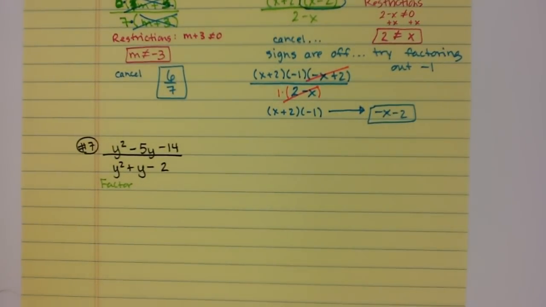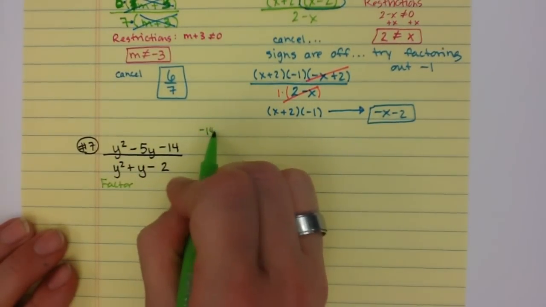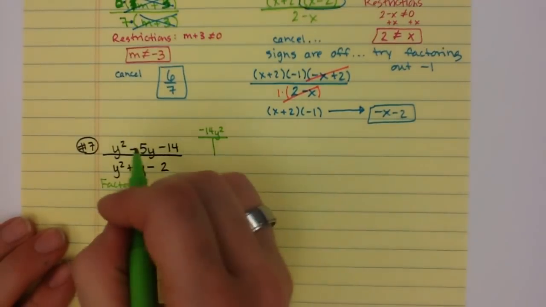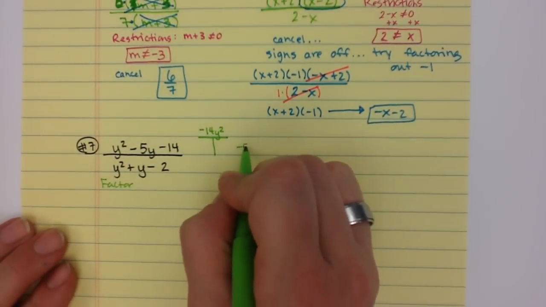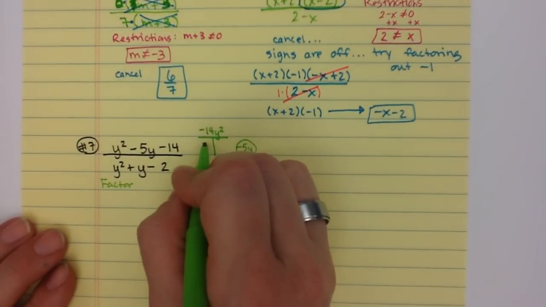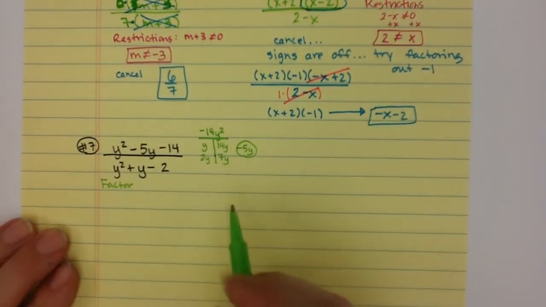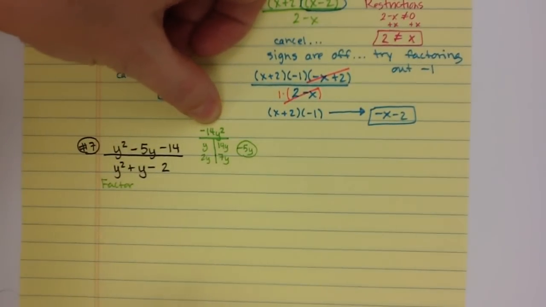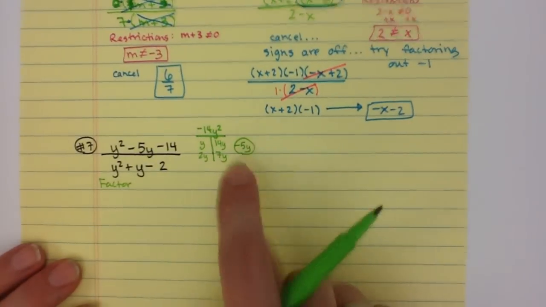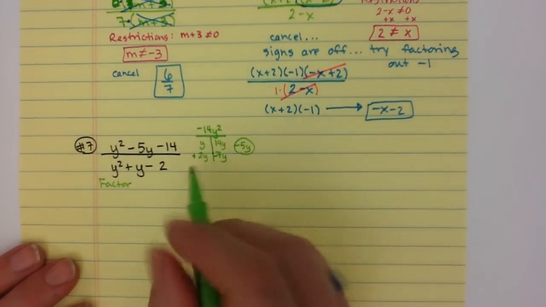So remember, in the AC method, we take the first term times the last term. So we're looking at negative 14y squared. And we want the combination that is going to add to give you the middle term, which is negative 5y. So you might need to list out a couple, so like y and 14y, or 2y and 7y. Now remember, to multiply to give you a negative number, these signs are going to have to be opposite. And I need to add to get negative 5y. So it looks like I will need a positive 2y and a negative 7y.